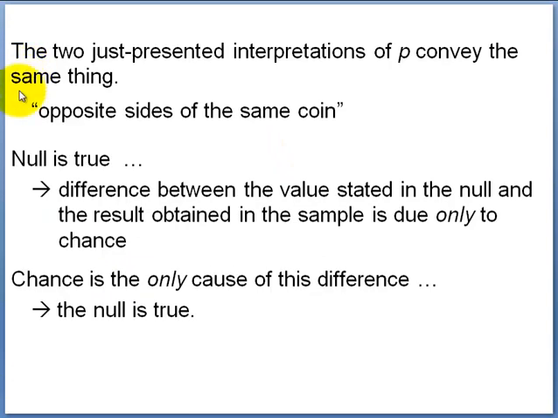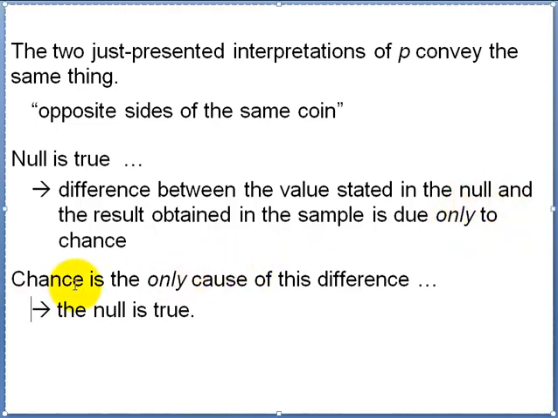Hopefully you can see that the two just presented interpretations of P are conveying, in essence, the same thing. They are opposite sides, so to speak, of the same coin. So, suppose that the null is true. If indeed the null is true, then the difference between the value stated in the null and the result obtained in the sample is due only to chance.